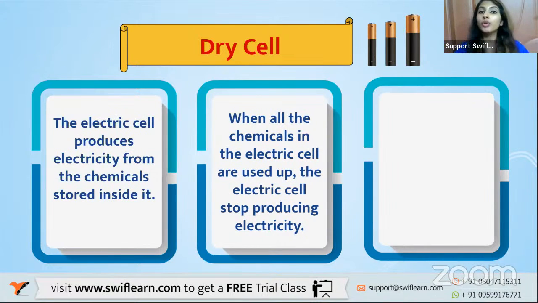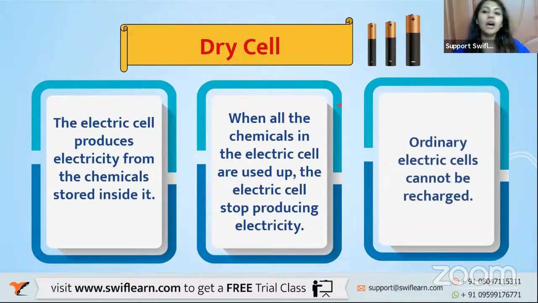Just like I told you before, the chemicals that are present in the cell get used up completely. So after they are used up completely, what will happen? It will stop producing electricity because there are no chemicals present. That is why it will stop producing electricity after the chemicals are used up completely. Okay. Now, ordinary cells cannot be recharged. That is also something we have to keep in mind.